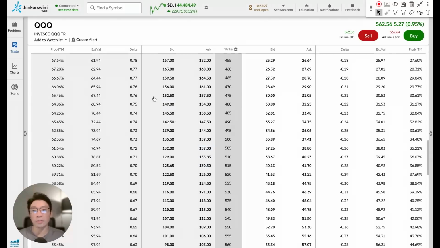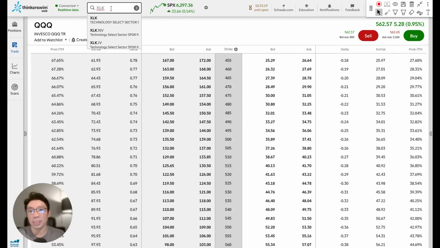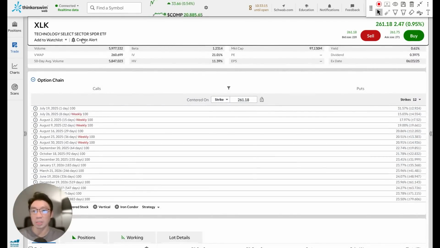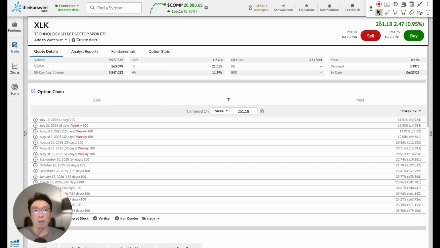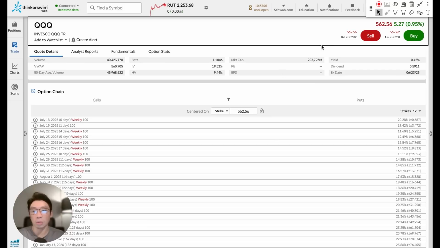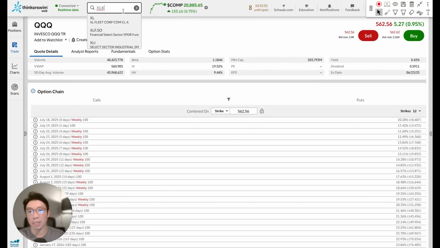So the alternative for this QQQ Tech Index ETF would be XLK. XLK is also the index ETF for the technology sector, as you can see over here. And it's actually lower priced than QQQ. This is $260, whereas QQQ is at $562. So naturally, the options are going to be more expensive over here. So let us take a look at XLK.